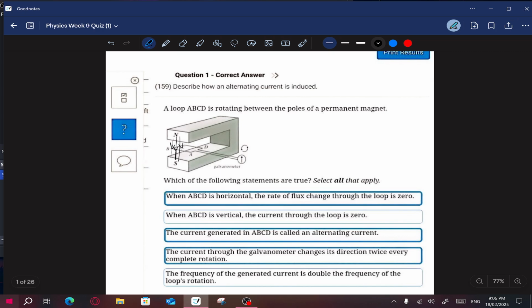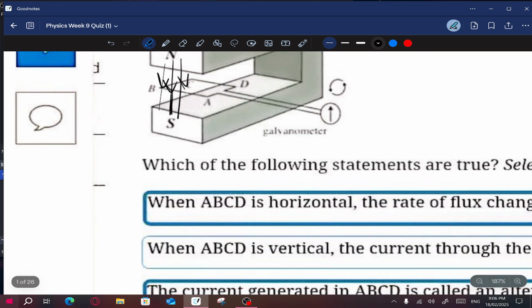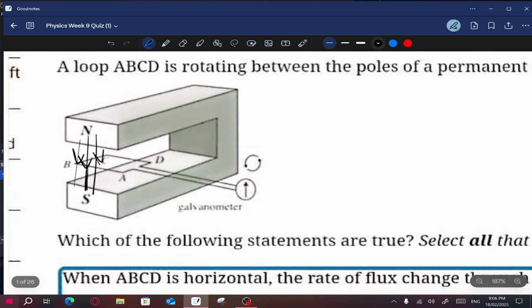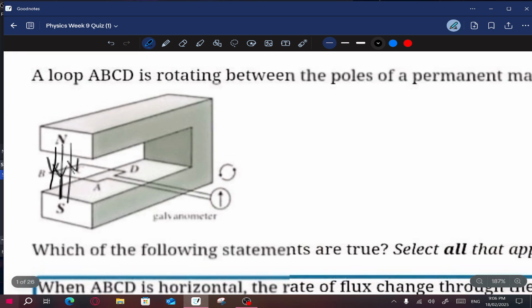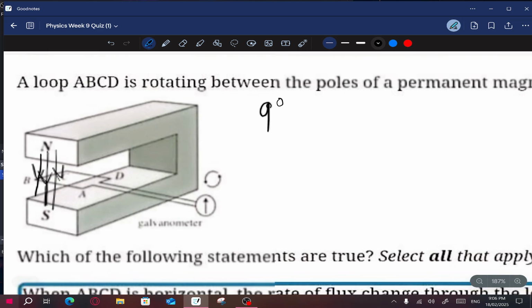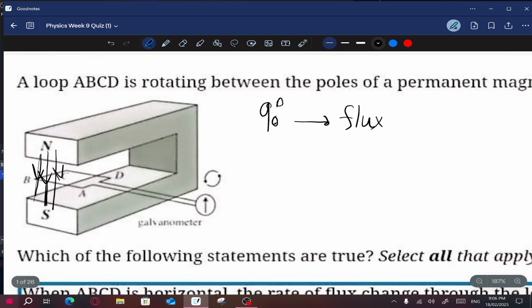So question 1: a loop ABCD is rotating between the poles of a permanent magnet. First of all, I already drew this out. You can see that this is my magnetic field, going from north to south as always. Now you should know that when it's 90 degrees, the flux change is 0, and when it's 0 degrees, it is maximal.